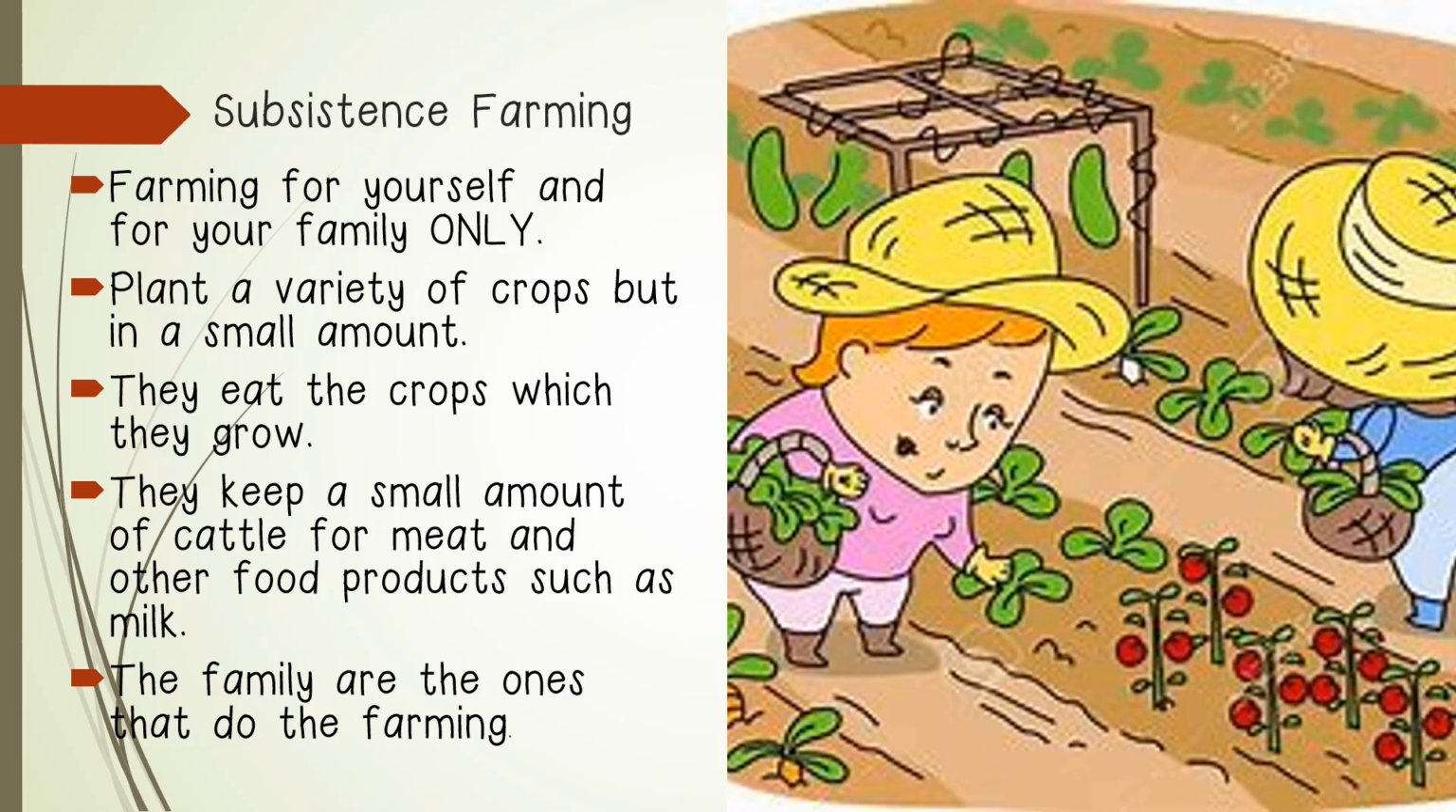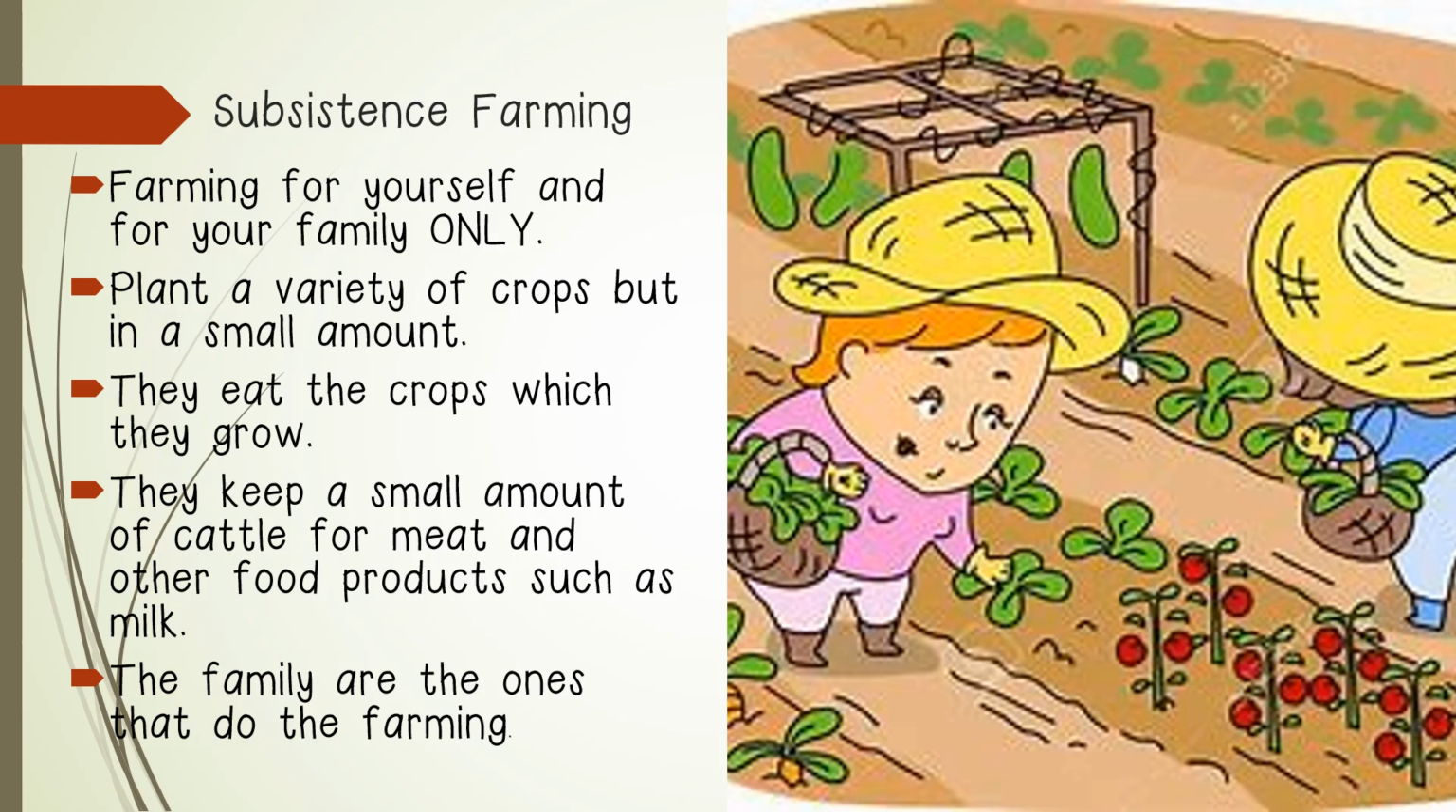You can plant a variety of crops, but in a small amount. For example, you may want to grow tomatoes and lettuce and carrots, but you are only growing them in small amounts, small quantities. You're not growing fields and fields of tomatoes and carrots and lettuce. It's just a small amount that it will be enough for your family and for yourself.